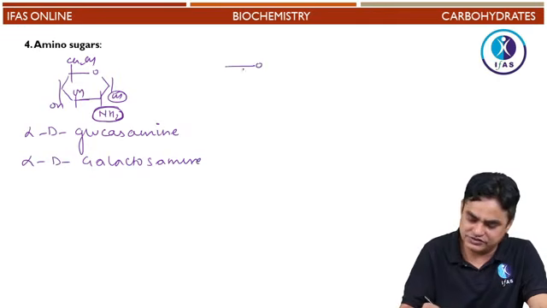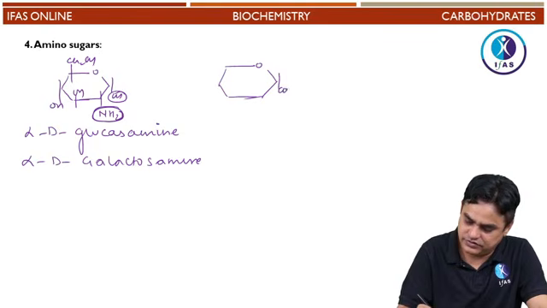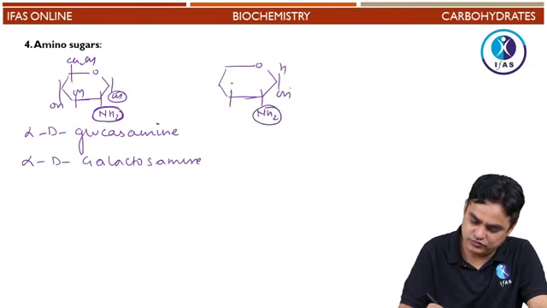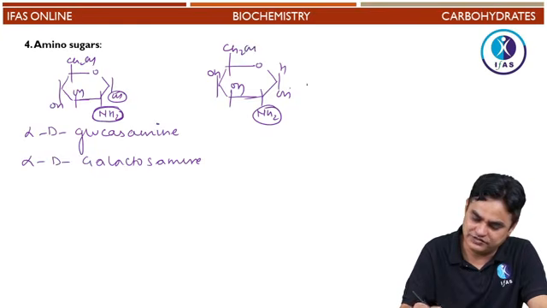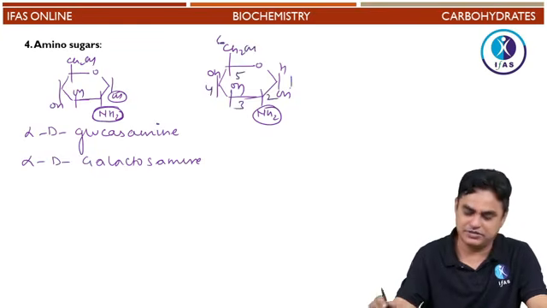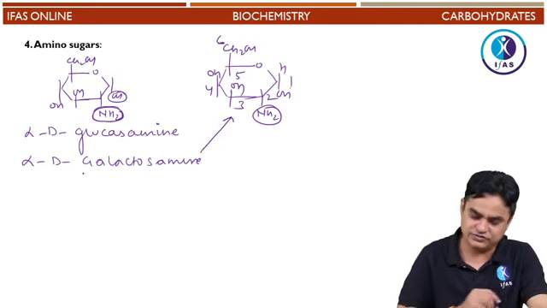So the galactosamine structure would be somewhat like this. Only at this place you will find NH2, with the OH group above the plane. If it is galactose, at the 4th place the OH group would also be above the plane. This is first carbon, second carbon, third carbon, fourth carbon, fifth carbon, and sixth carbon. This is the structure of D-galactosamine.